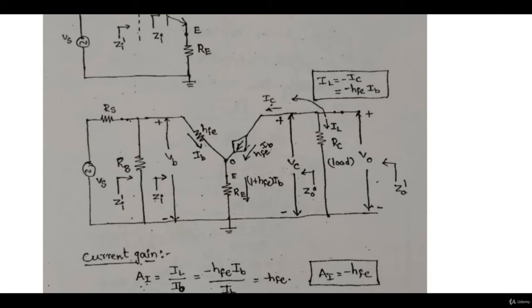So you can see, now this will be VB. From here, that will be Zi. Zi dash will be from here. IB is the current flowing through this branch. The current through RE is HFE IB plus IB, which is 1 plus HFE IB. IC is the current, RC the load, VC is the collector voltage, Z0 if you look from here, Z0 dash if you look from here. This will be the V0, RB is the resistance.